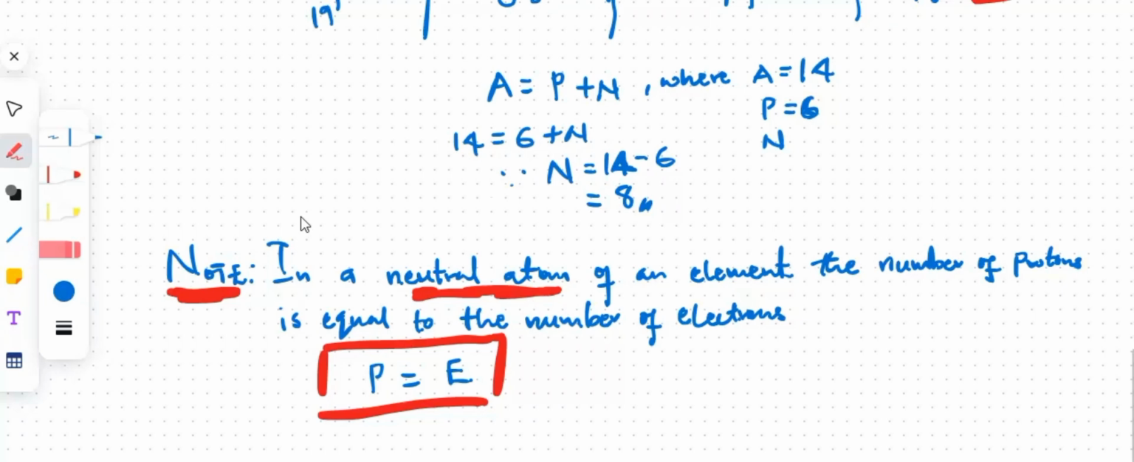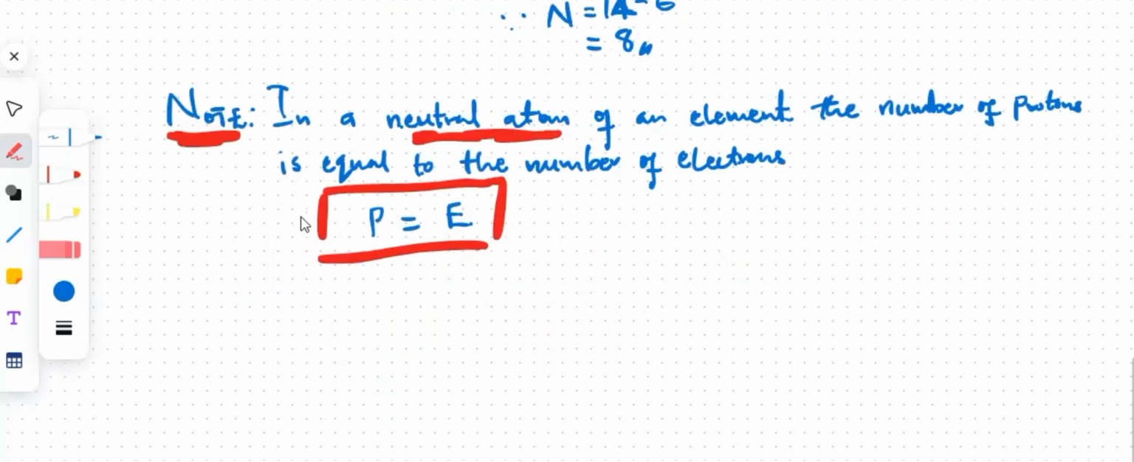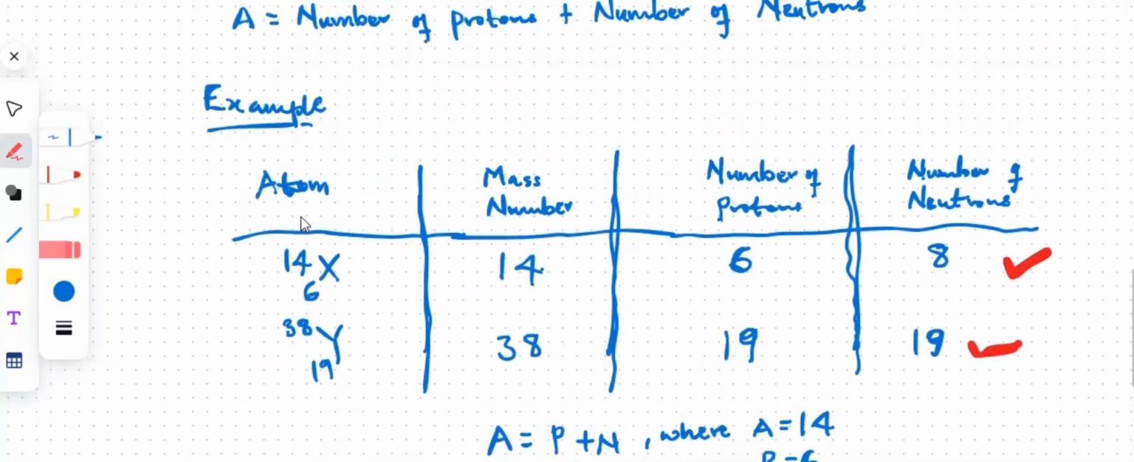So, having said that, let's look at some quick examples. Let's call this example 1, and this is example 2.